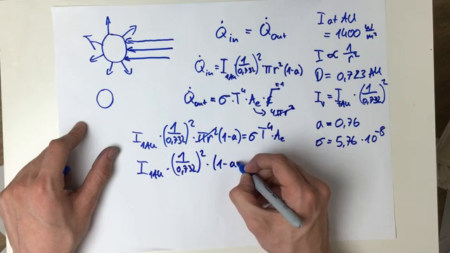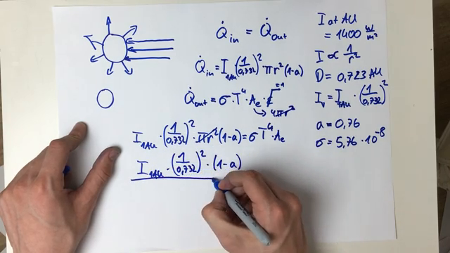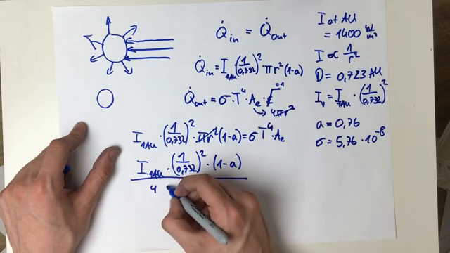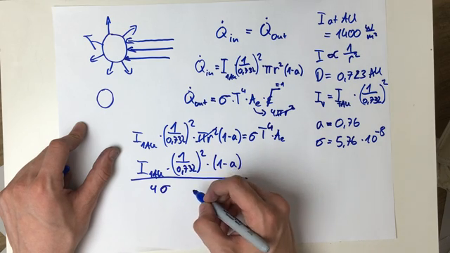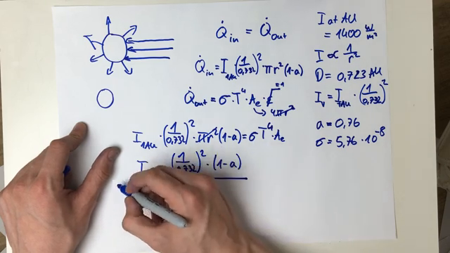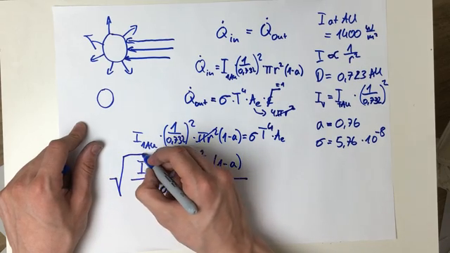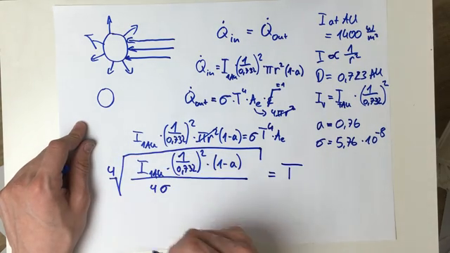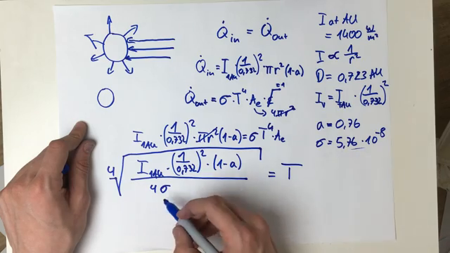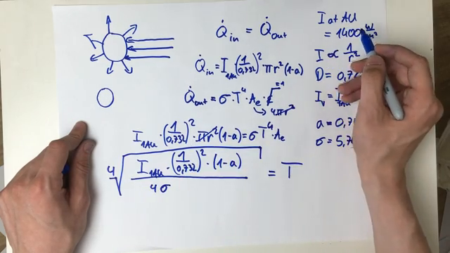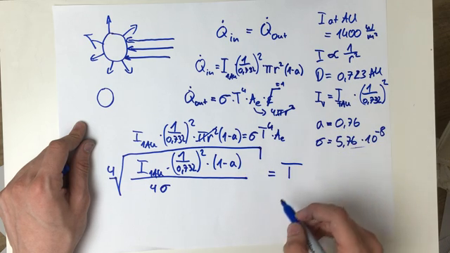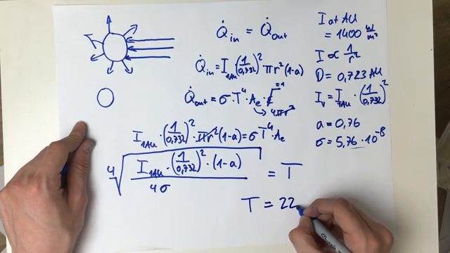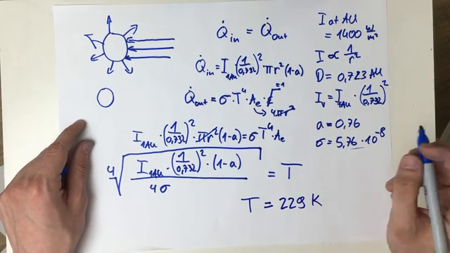times 1 minus albedo divided by, well, the 4 stays, so that's 4 sigma. We also have to take the 4th root of it, and that is going to give us the equilibrium temperature. It's the 4th root. We know sigma, we know the intensity at 1 AU, and we know the albedo, and that is going to give us an equilibrium temperature of roughly 229 Kelvin. And we are done.